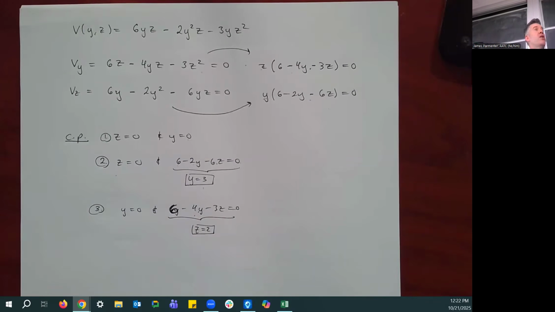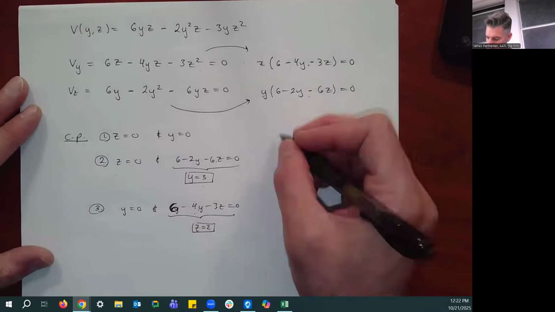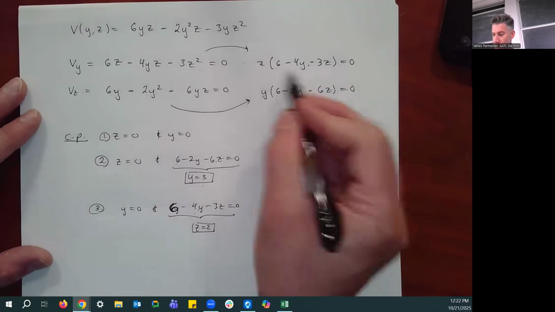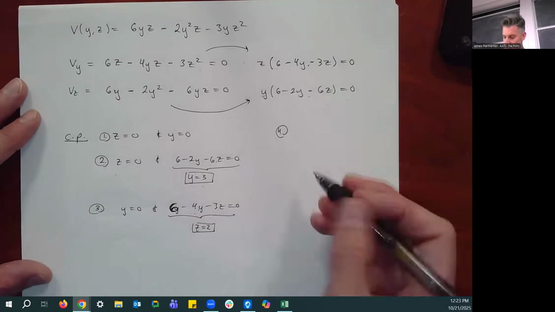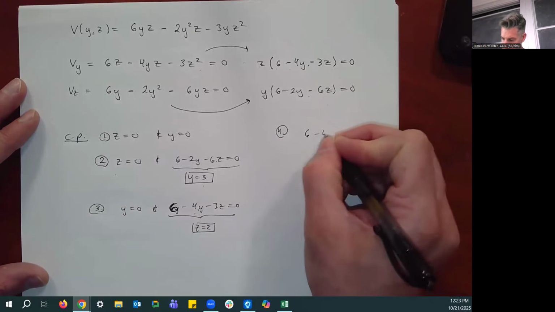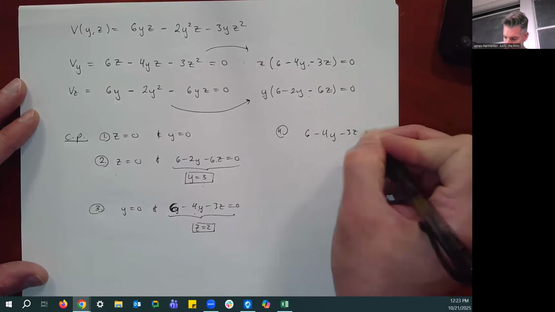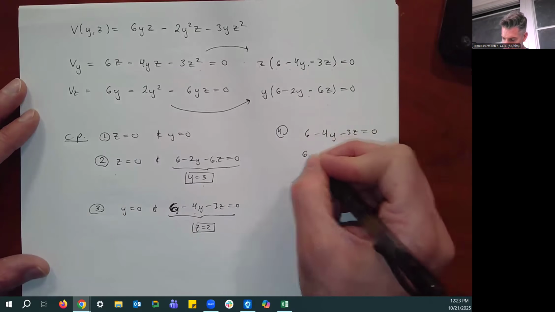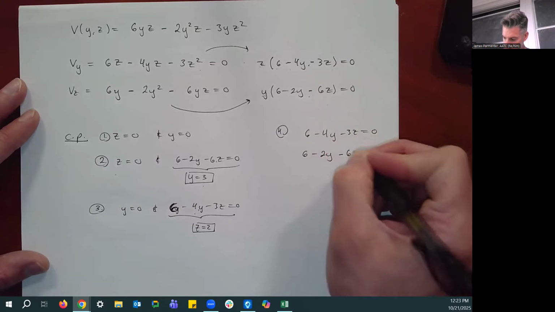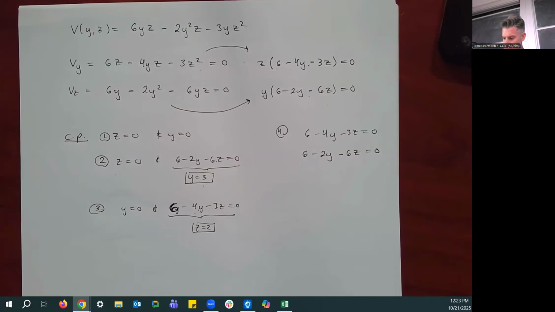But then the one that's actually going to matter is where you set this equal to 0 and this equal to 0. So we're going to set 6 minus 4y minus 3z equal to 0 and 6 minus 2y minus 6z equal to 0. That looks worrying. No, it's not. For a moment, I thought those lines were parallel, which was going to be a problem. They're not parallel. I was interchanging two values.